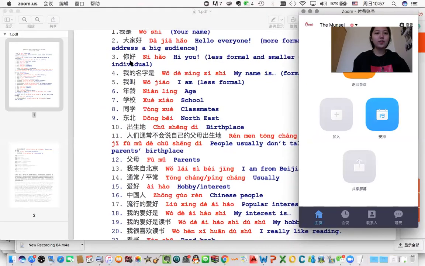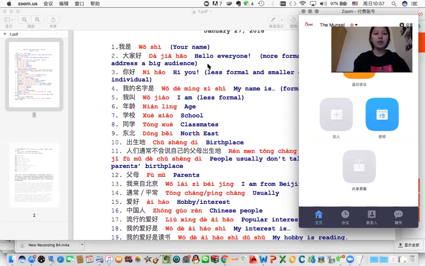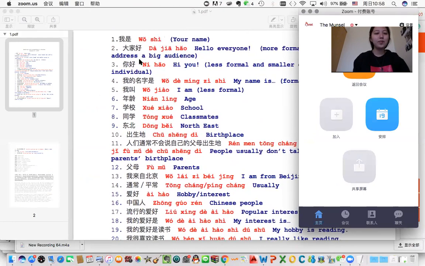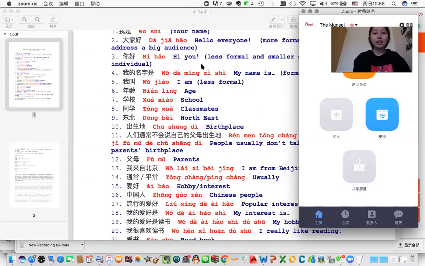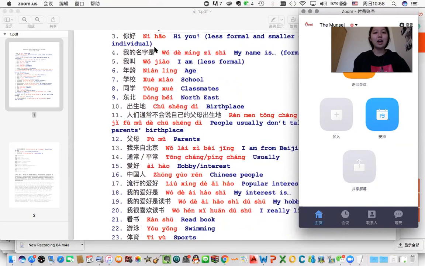And next one, 大家好. That's a greeting when you're facing a lot of people, and the first thing that you say before you start your introduction is hello everyone. So that's 大家好. The third one, 你好. You all know that. We talked about that last time. 你好, another greeting.